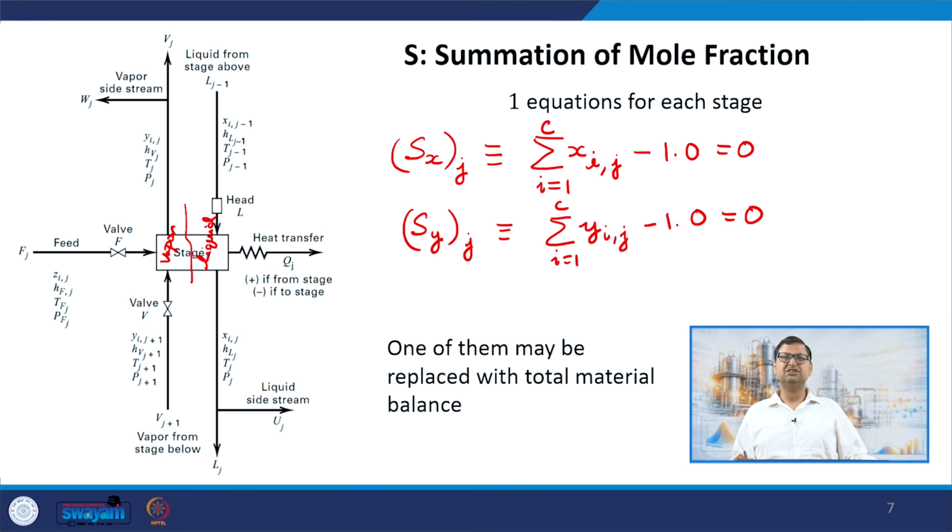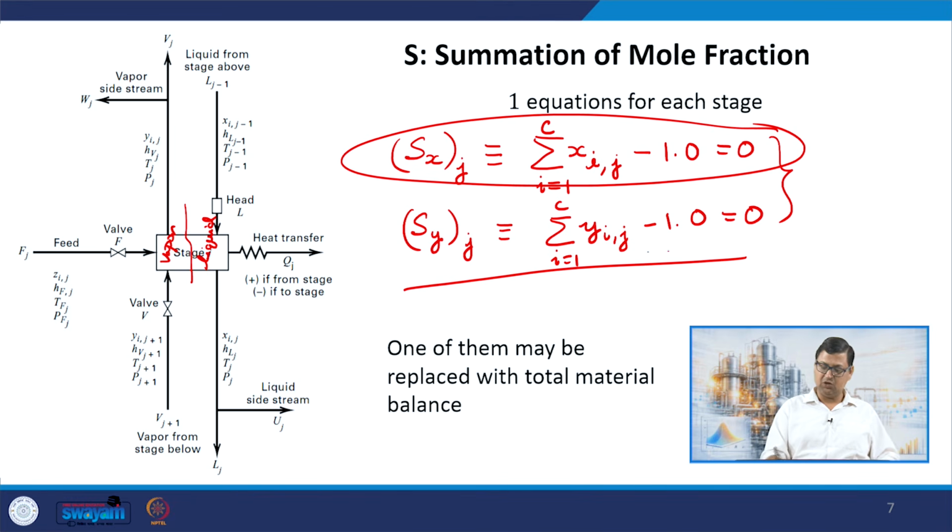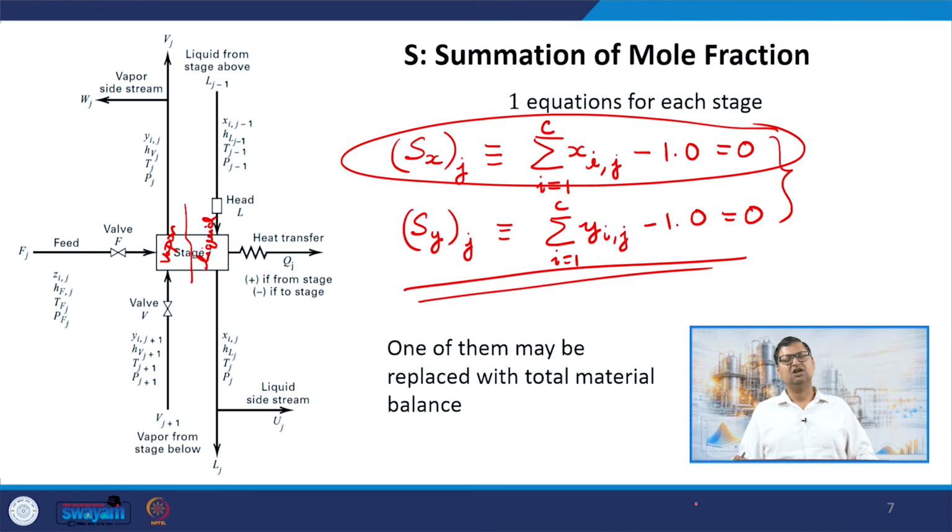Now, in principle, we can consider both these equations, but just to make our life easy for whatever we do later, I am going to consider only one from these two equations. Let's say I consider only first, right? What do I do with the second one? Instead of this, what I do is I write the total material balance, right, for the system, and I will show what exactly is the material balance we are writing. So we are going to replace one of these equations with the total material balance, right?